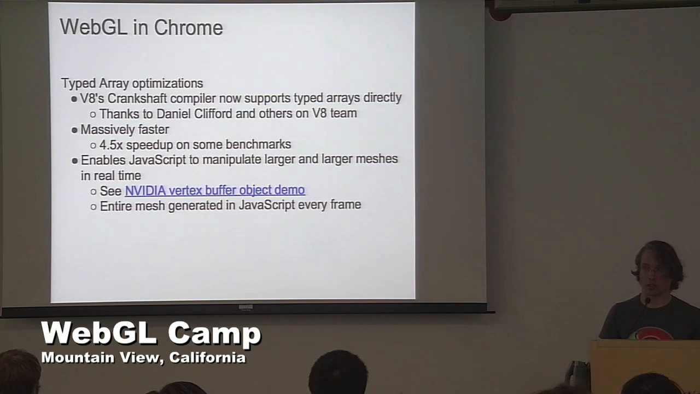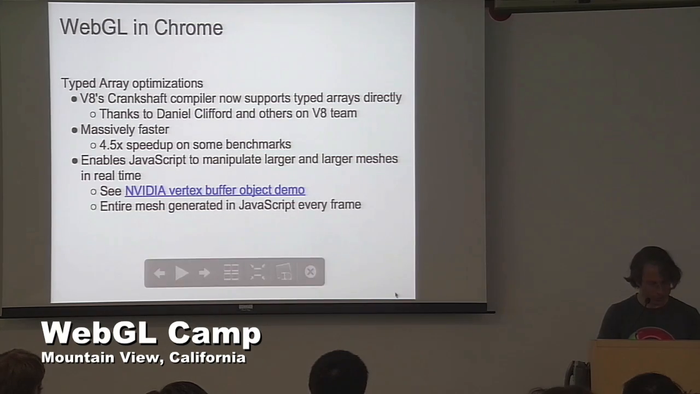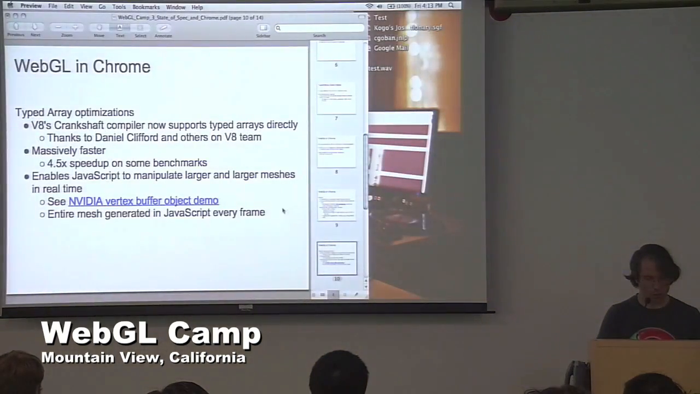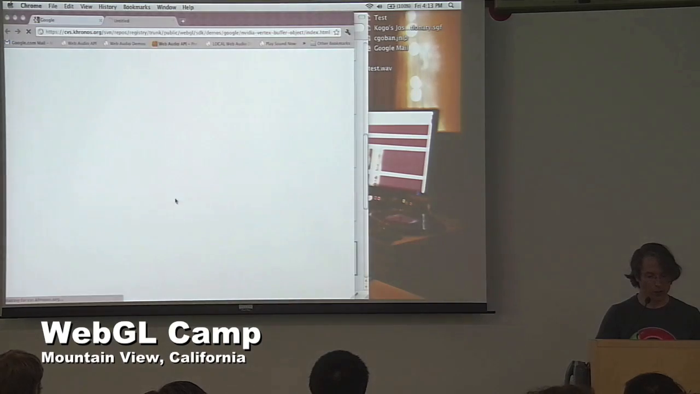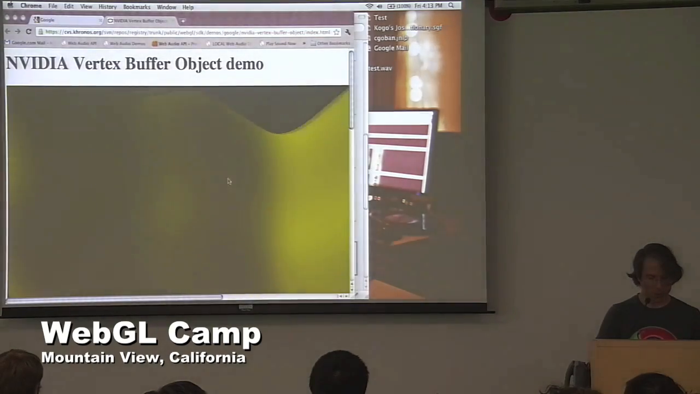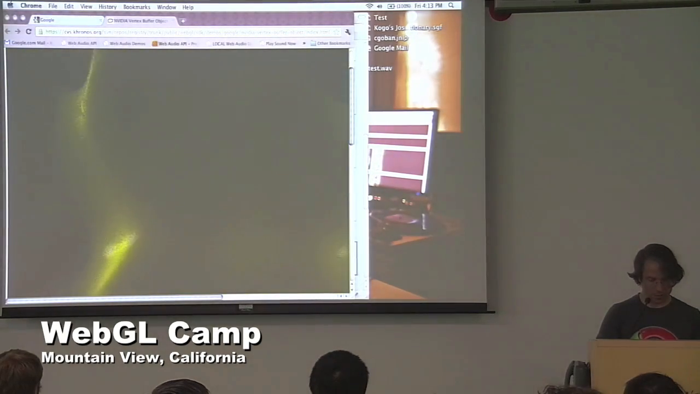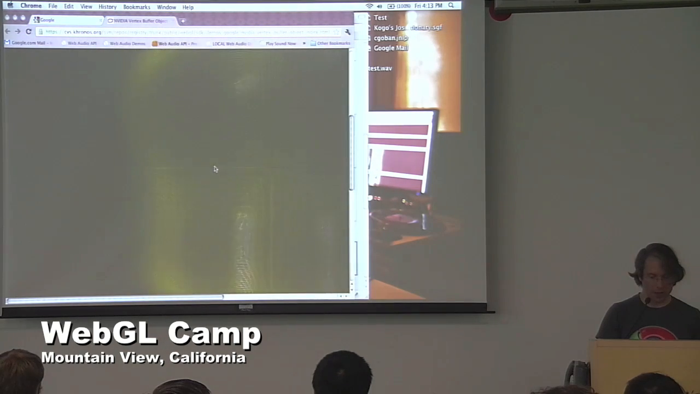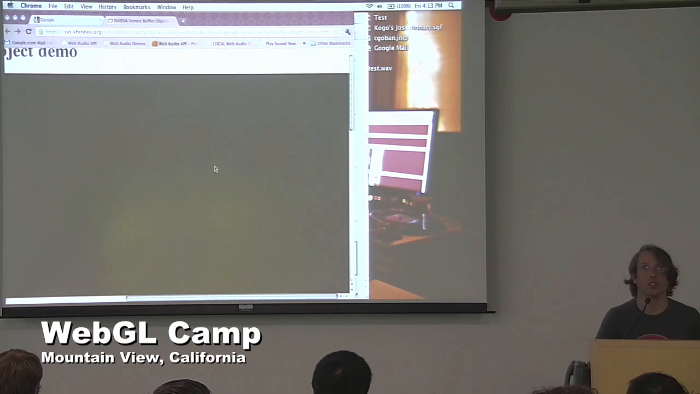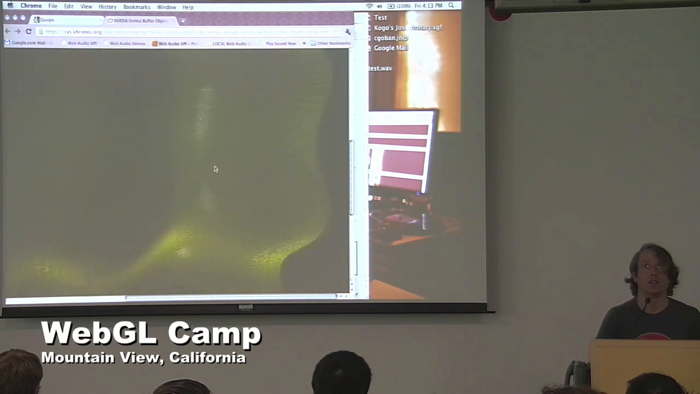And there are some benchmarks that run more than 4.5 times faster than manipulating Float32 arrays in JavaScript. So this enables you as a JavaScript developer to manipulate larger and larger meshes in real time. So for example, this demo that was originally produced by NVIDIA many, many years ago, this is one big mesh and the entire mesh is being generated by JavaScript every frame. You can see this amazing frame rate.